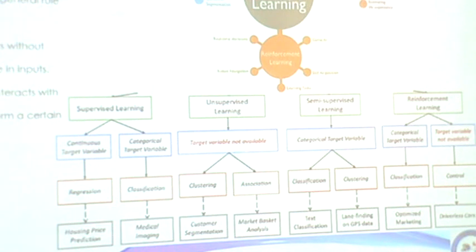And apart from that, we have association for market analysis. And in semi-supervised learning, we have classification and clustering. So this is for GPS navigation and all those things. As well, in reinforced learning, we have classification and control. In reinforced learning, as I told, the self-driving car is the example for the reinforced model.